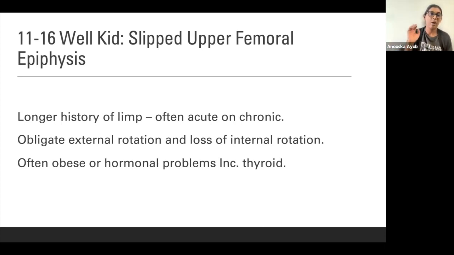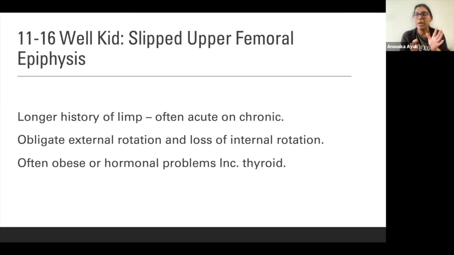They tend to get an obligate external rotation, and a loss of internal rotation. They get external rotation because the epiphysis continues to sit in the socket, but the metaphysis and the rest of the leg turns and externally rotates away from the epiphysis. So you get an external rotation of the femur, basically.